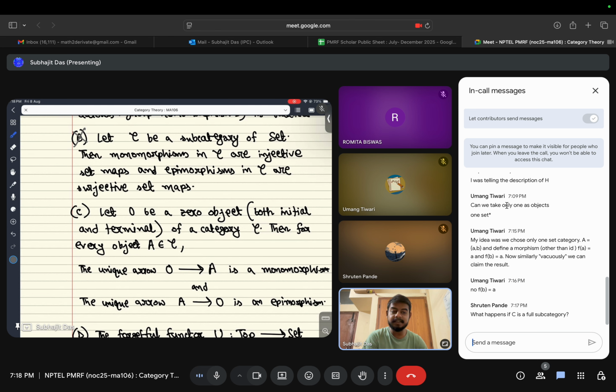What happens if C is a full subcategory? What do you think? That's a good question. What do you think? Should it be true?